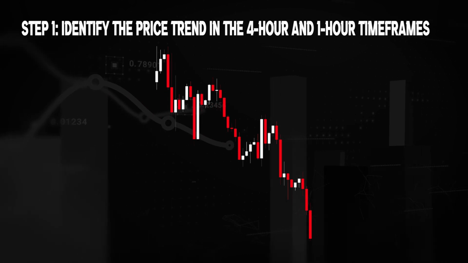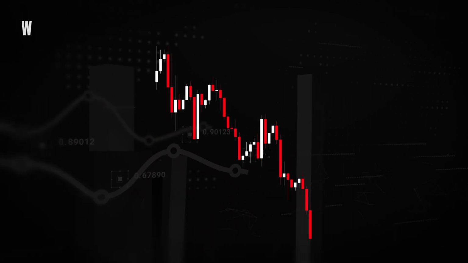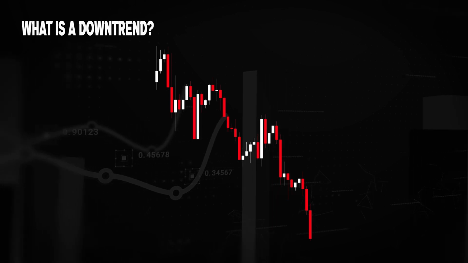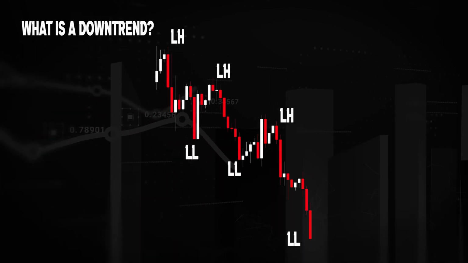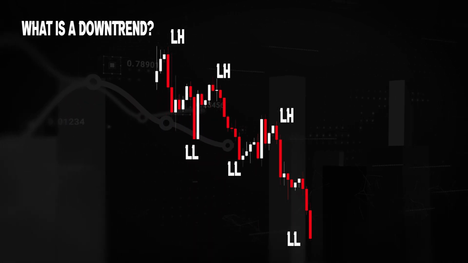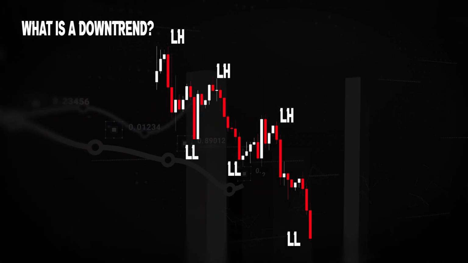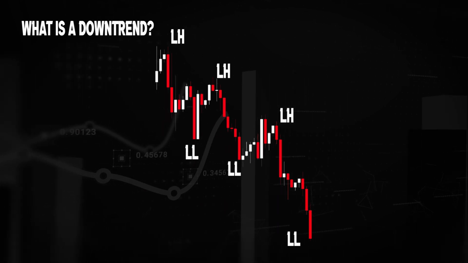Step 1. Identify the price trend in the 4-hour and 1-hour time frames. What is a downtrend? In trading, a downtrend is a period where the price consistently moves lower, creating lower highs and lower lows. This indicates that sellers are in control, pushing the price downwards. To identify a downtrend in the 4-hour and 1-hour time frames, follow these steps.